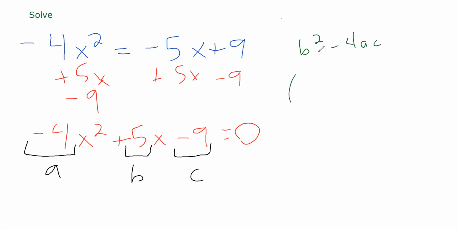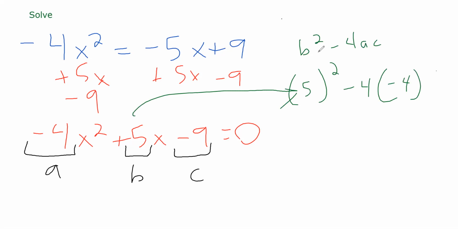So it's going to be 5 squared, where I got 5 from right there. Minus 4 times a, which is negative 4, times c, which is negative 9. And that's my attempt at closing a parenthesis. There we go. It's a little better. So we do a little bit of the math together. We do some heavy lifting together. 5 squared is 25.